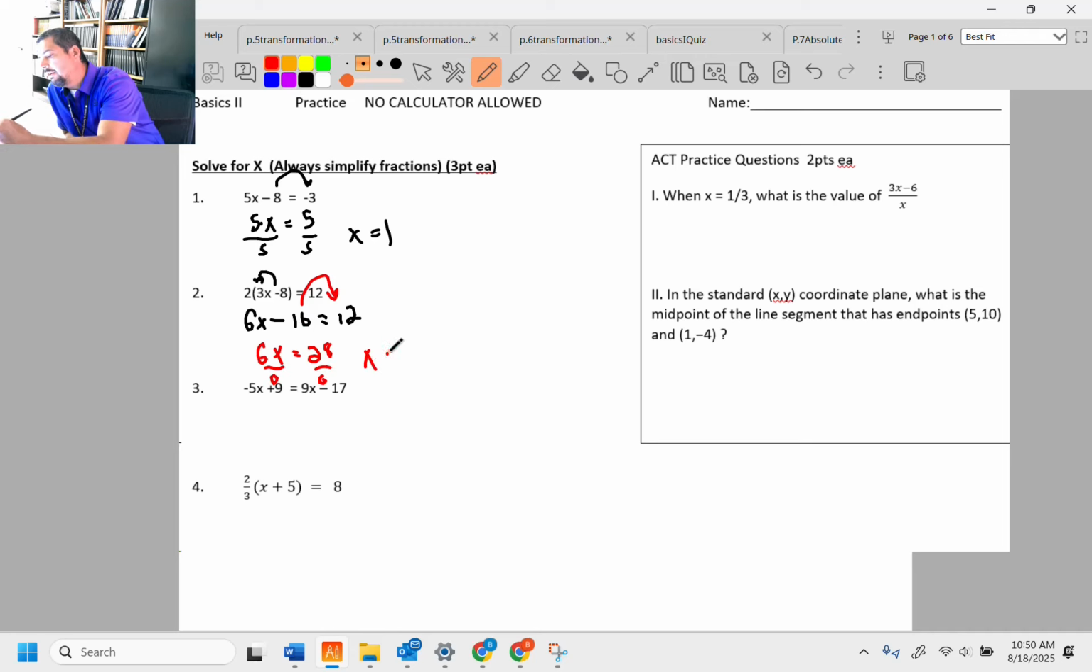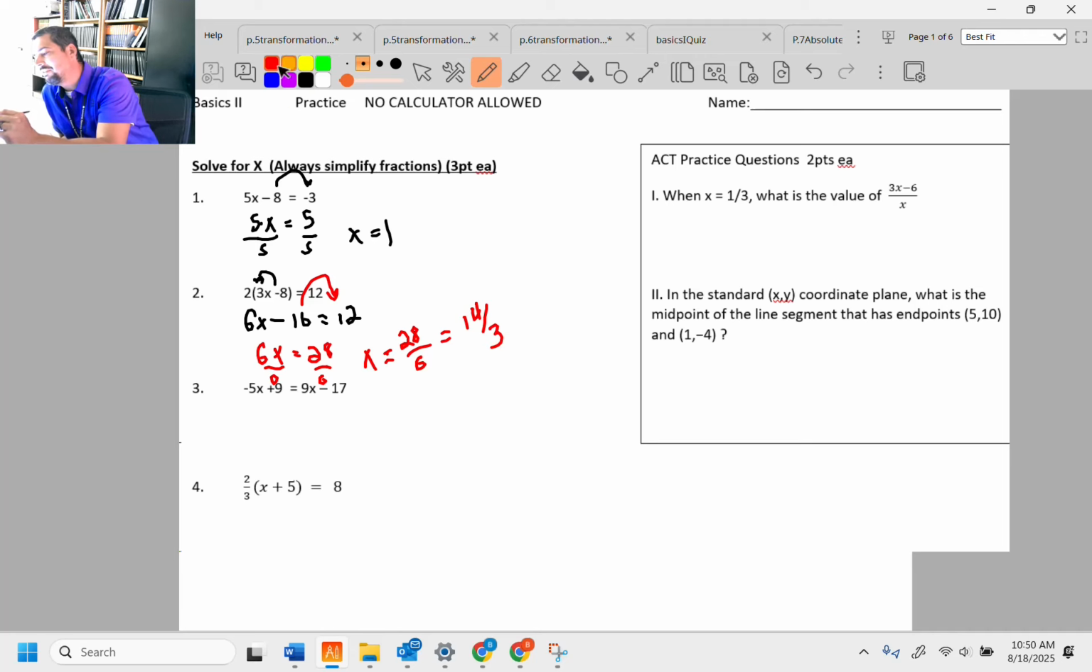And, you know, I know that you guys see like 28 over 6, and you're like, I don't know what that is. Well, who cares what that is? Simplify the fraction. You know, they're both even. I can literally divide the 2 out of both of them, and I get 14/3, which is really close to 5, right? It's 4 2/3.